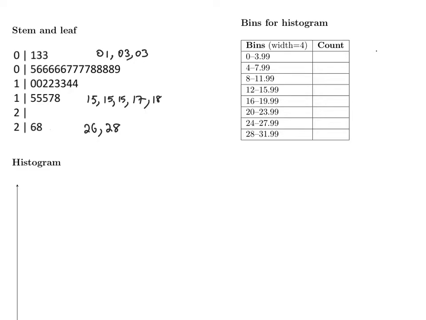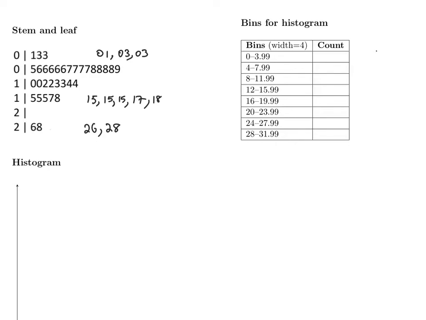When we created a histogram, the idea was to start off with a defined width of a bin. In this case, I decided that I'd like the bins to be width 4. The reason I use width 4 is because that gives me 1, 2, 3, 4, 5, 6, 7, 8 different bins, and that allows us to see the data spread out.